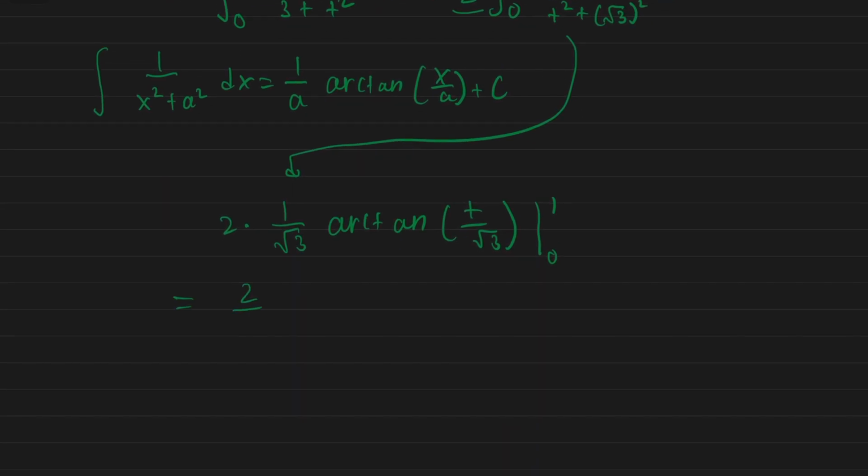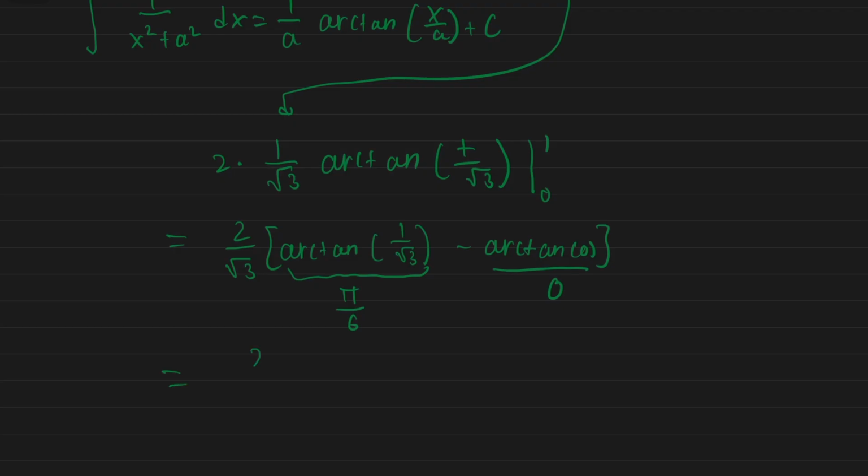So we get 2 over square root of 3 times arctan of 1 over root 3 minus arctan of 0. Arctan of 0 is just 0. Arctan of 1 over root 3, well, this is from the unit circle, and we know that tangent equals 1 over root 3 at pi over 6. So this is going to give us pi over 6. So we get 2 pi over 6 root 3, which is the same as pi over 3 root 3. And so we are done.